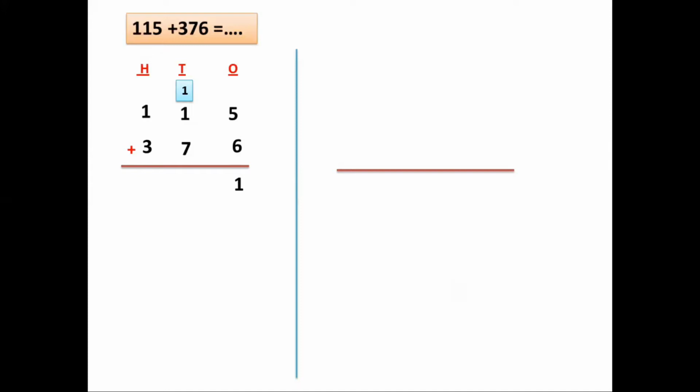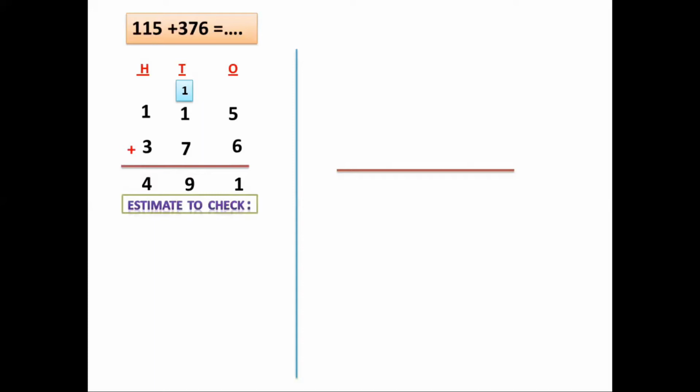Now let's move to tens digits to get their sum. 1 plus 1 equals 2. 2 plus 7 equals 9. Let's move to hundreds place. 1 plus 3 equals 4.